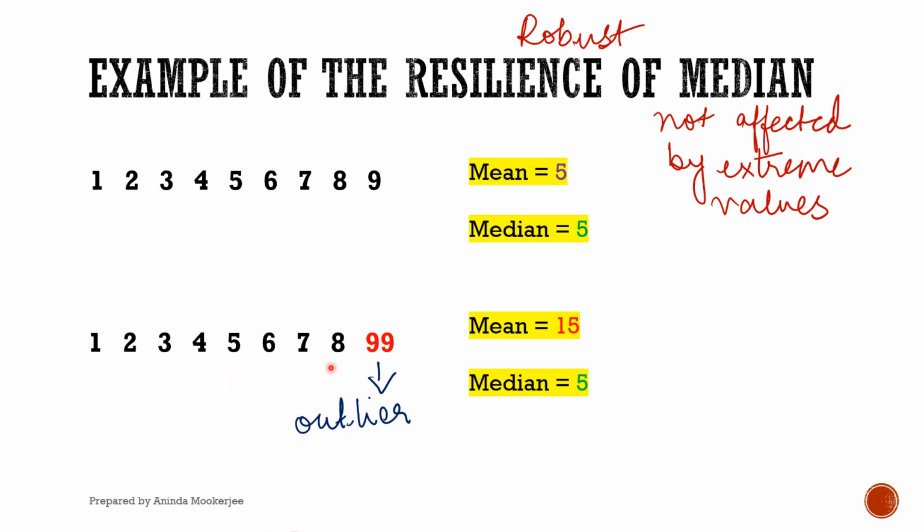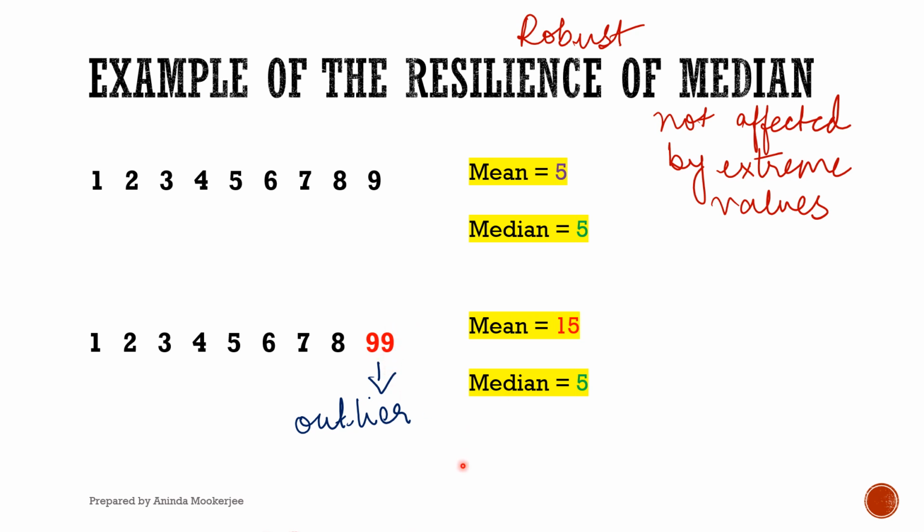And then we again calculate our mean and median. The mean, once we get this 99 in our list, becomes 15. It was 5 before. Only the last value was changed, made to an extreme value, and the mean jumped up to 15. So that means this 99 affected the mean. The mean got affected by an extreme value, the outlier value.